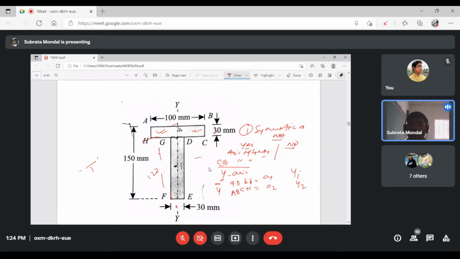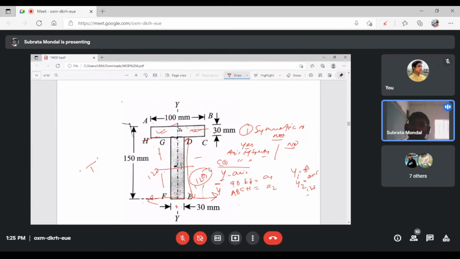For Y1, you can understand this is the centroid of this particular section. So it's half, just 120 by 2. That means it's basically 60. But for y2, many of you are doing it the wrong way. You are taking only 30 by 2, but that is not the correct way. 30 by 2 is correct for this particular rectangle, but as we are considering from the baseline, you have to consider this 120 more. That means y2 becomes 120 plus 15, that becomes 135.